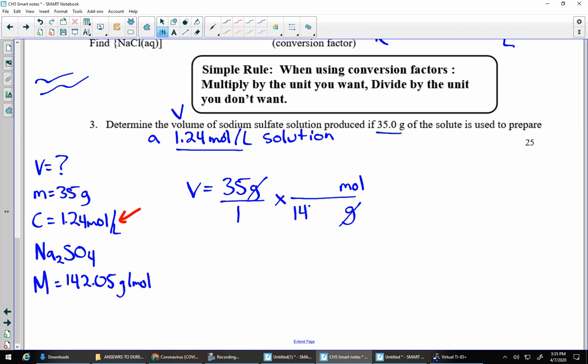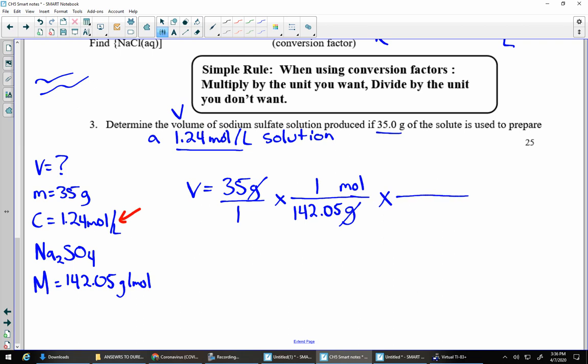I know that it is 142.05 grams for every 1 mole. So the 142 has to go with the grams, and the 1 has to go with the moles. This is awesome because now I've got the number of moles. Perfect. That's the only unit I have left is the number of moles.